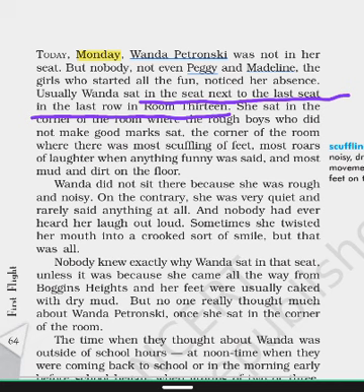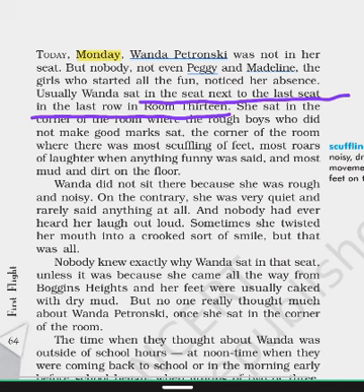She sat in the corner of the room where the rough boys who did not make good marks sat, the corner of the room where there was most scuffling of feet, most roars of laughter when anything funny was said, and most mud and dirt on the floor.